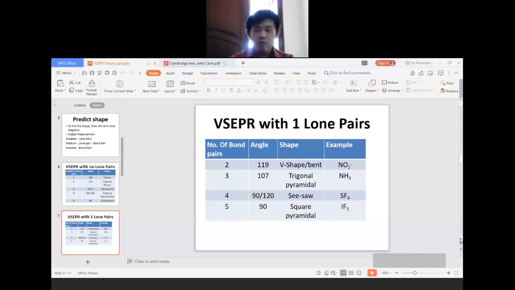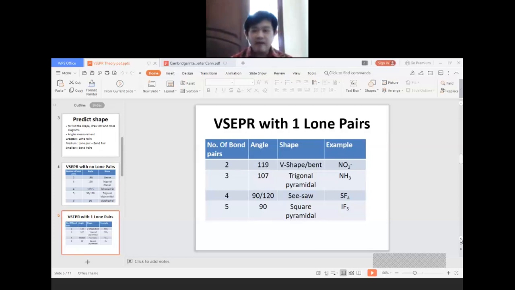And then four bond pairs with one lone pair. The shape is seesaw. The molecule is SF4. S has 6 electrons in the outermost shell, so 4 of these electrons make covalent bonds with the 4 fluorine. That leaves one lone pair.